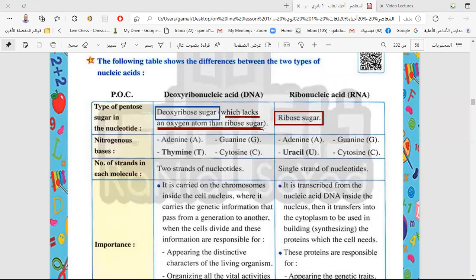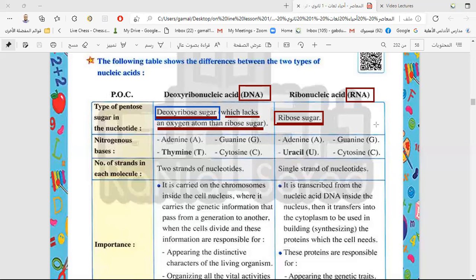So we call it deoxyribose sugar. This is where the word DNA comes from, deoxyribose sugar. But RNA comes from ribose sugar, so we call it ribonucleic acid. In DNA we call it deoxyribonucleic acid. The symbol DNA refers to deoxyribonucleic acid, and the symbol RNA refers to ribonucleic acid. So the difference here between DNA and RNA is the type of sugar: deoxyribose sugar in DNA and ribose sugar in RNA. This is the first difference.